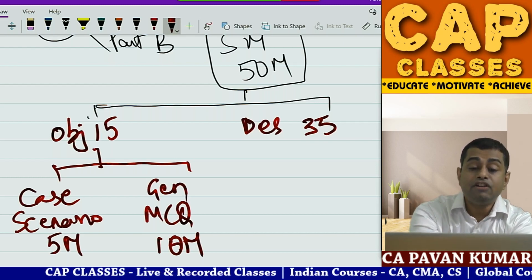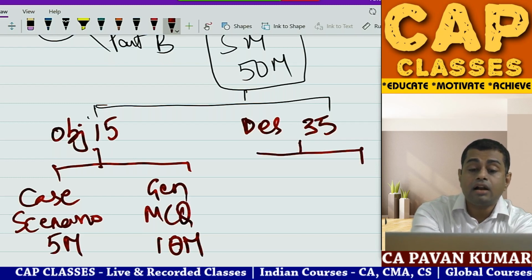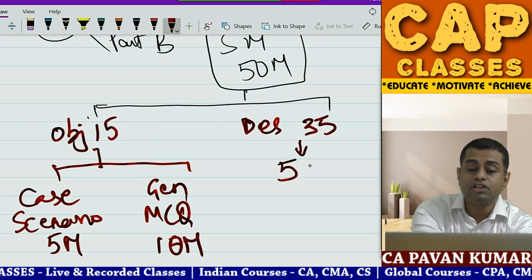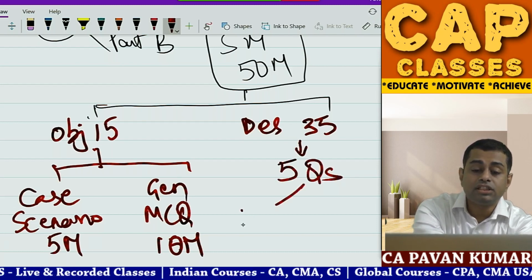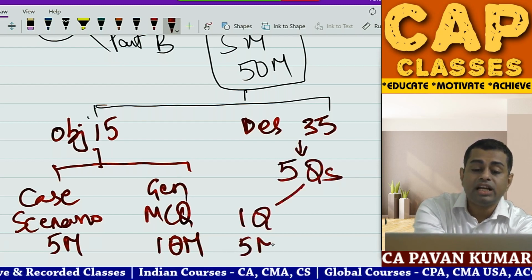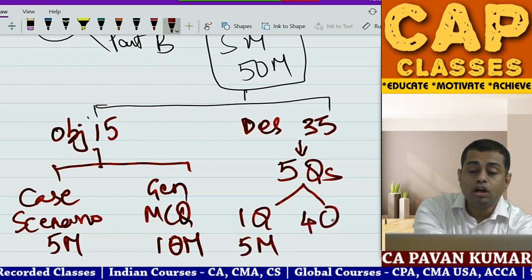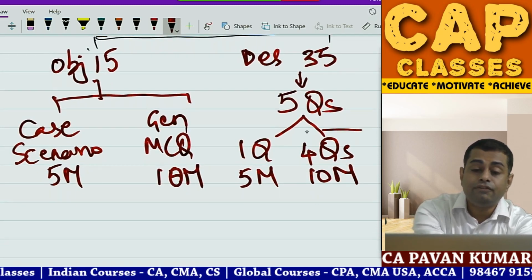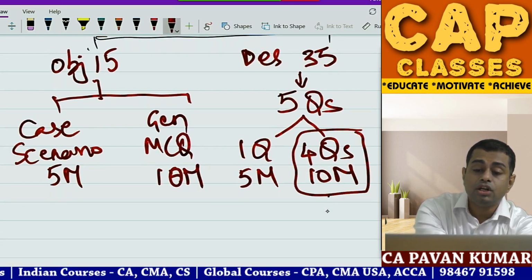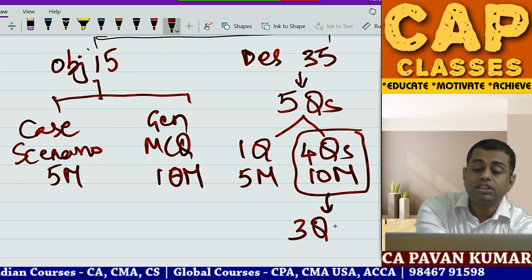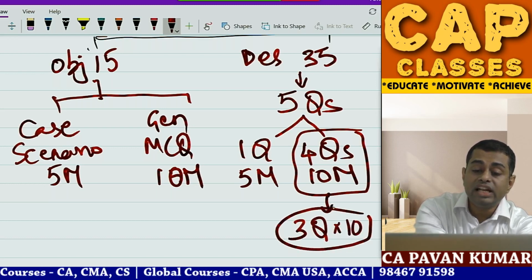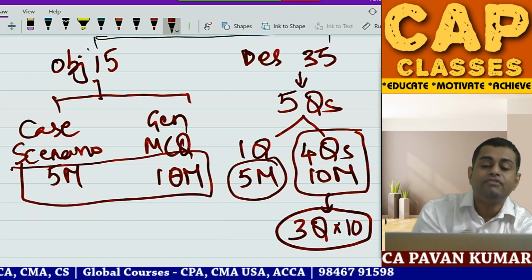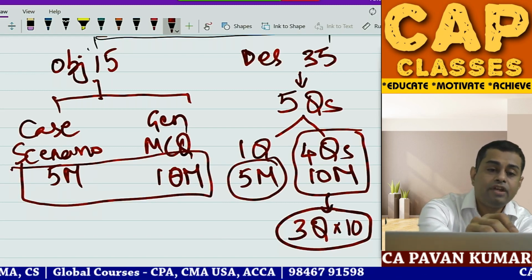Then descriptive questions: there are a total of 5 questions. In these 5 questions, one question of 5 marks is compulsory. Then 4 questions are for 10 marks each. Out of these 4 questions of 10 marks, you have to write 3 questions. So 3 into 10 is 30, 30 plus 5 is 35, plus 15 is 50 marks.